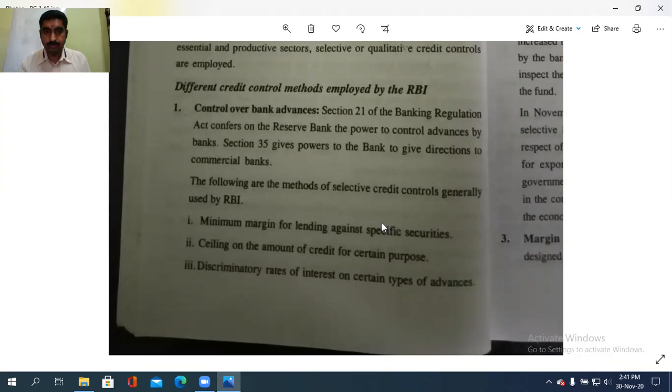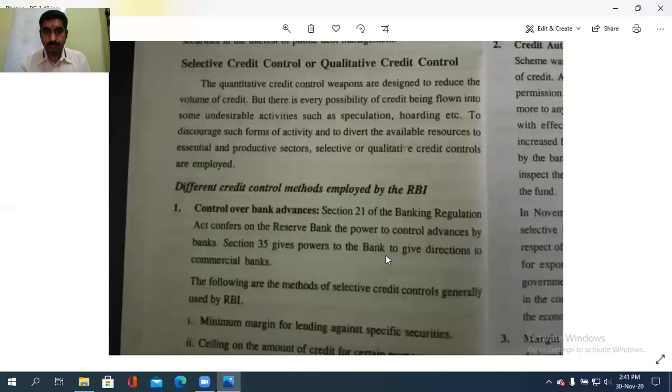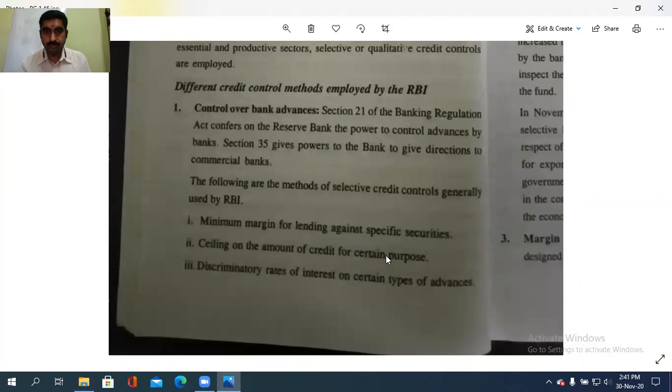Following are the methods of selective credit control generally used by RBI: minimum margin for lending against specific security, ceiling on the amount of the credit for certain purposes, and discriminatory rates of interest on certain types of advances. So one is minimum margin for lending against specific securities, such as shares. Minimum margin should be set aside for the lending purpose.